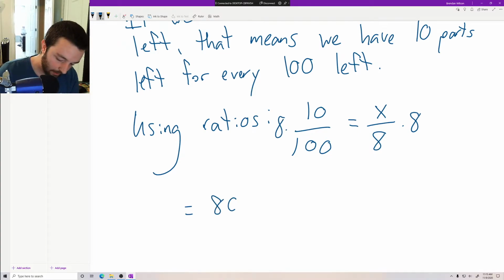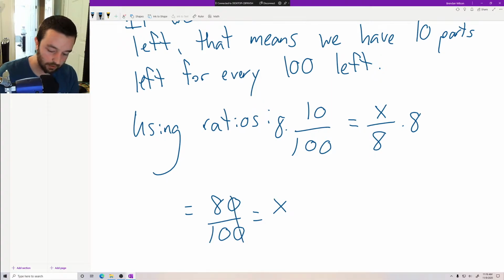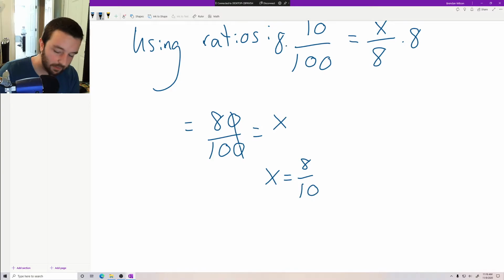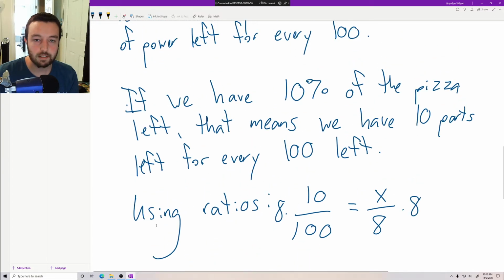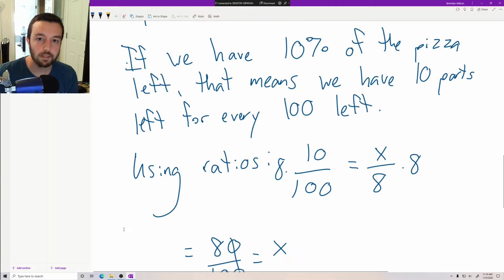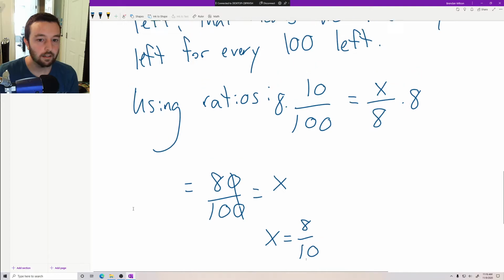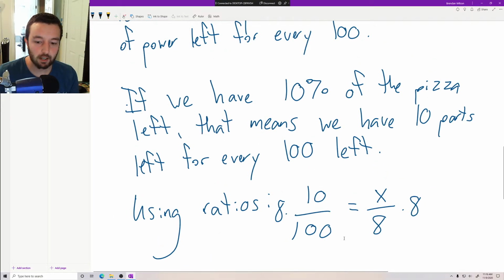So this is 80 out of 100 equals x, and you can cancel one of the zeros here, so you have 8/10. Okay. So x is 8/10, so that means we have 8/10 of a slice of pizza left if we have 10% of it. So we have most of the slice left. So this is a helpful way of thinking about it to convert it into a way that makes more sense in the context of the problem.